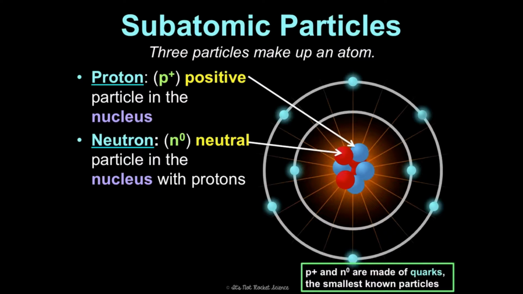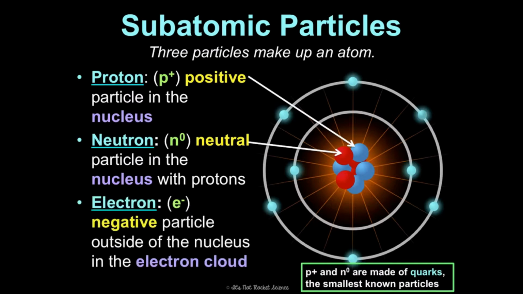The protons and neutrons are made of quarks, which are our smallest known particles at this time. So you can actually even further subdivide protons and neutrons into quarks, which is kind of crazy how much smaller we can really get. And maybe one day we'll get smaller than that in terms of our understanding. And last, there are electrons, which are abbreviated e with a negative sign because they are negative particles and they're outside the nucleus in the electron cloud, as pictured here.